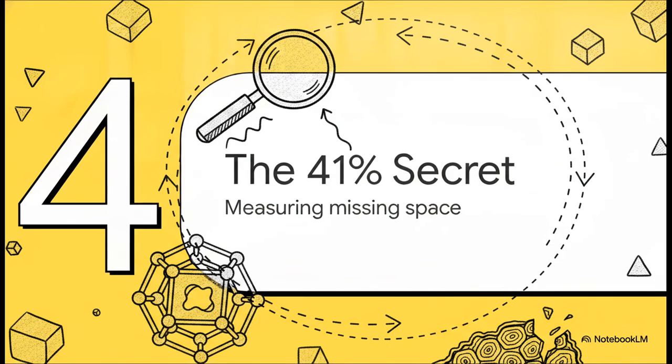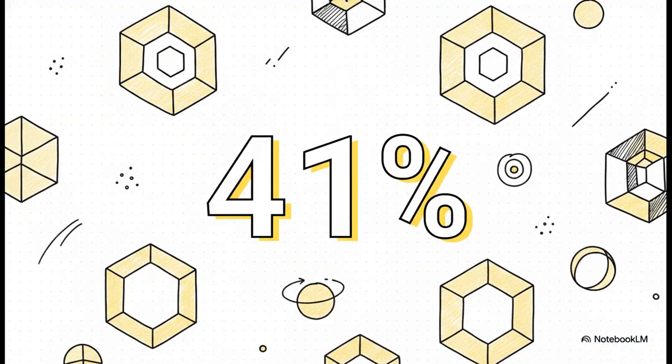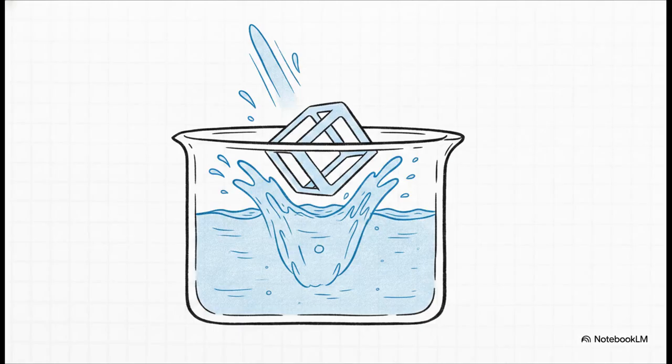Which leads us to part 4, the 41% secret, measuring the missing space. This perfectly answers the great missing center mystery, and it reveals a number you absolutely must memorize: 41%. Due to the geometric layout of those FCC faces, the austenite structure actually consists of exactly 41% pure empty space. And hey, you don't just have to take my word for it. The instructor in our source material notes that you can actually prove this.